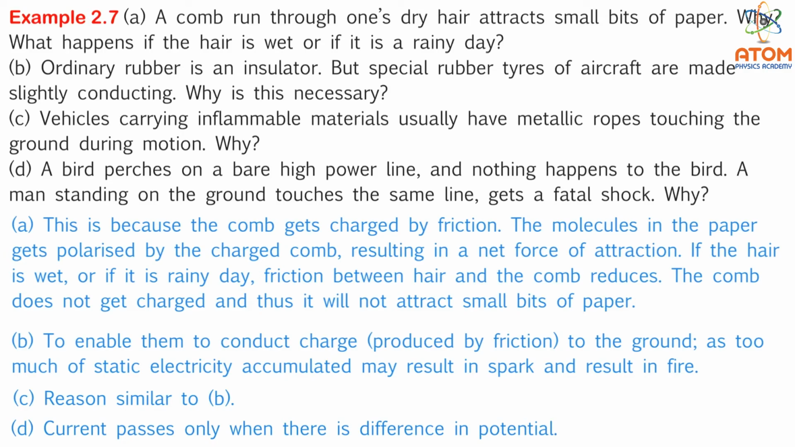Now, when this aeroplane lands, due to pure rubber in the tire, the charge on the aeroplane will remain on the aeroplane only, because this tire, if it is made out of pure rubber, will not allow the charge to pass from the aeroplane to the ground, and that's why the whole amount of charge will remain on the aeroplane.